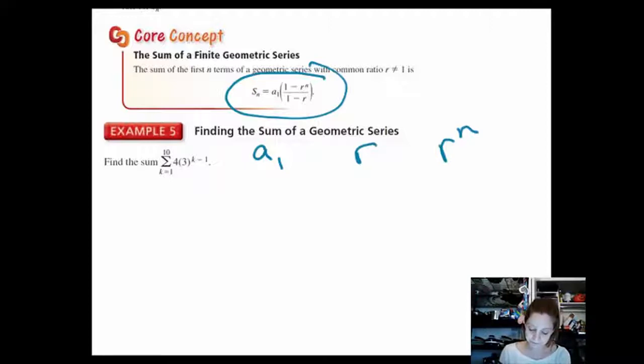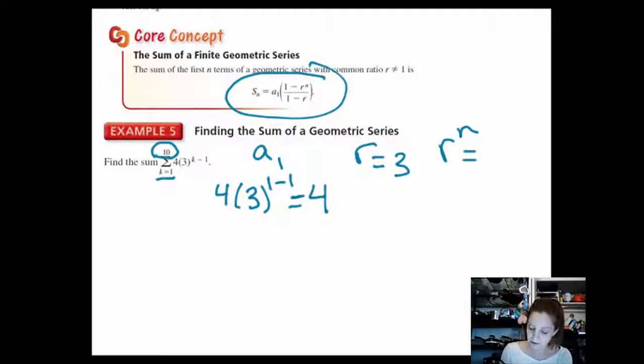Okay, so the first term is when k equals 1. So I will take 4 times 3 to the 1 minus 1. 1 minus 1 is 0. Anything to the 0 power is 1. So the first term here is 4. The r, the common ratio, is 3. And for r to the n, I need to know what n is. n is 10. There are 10 terms. So r to the n is 3 to the 10th power.